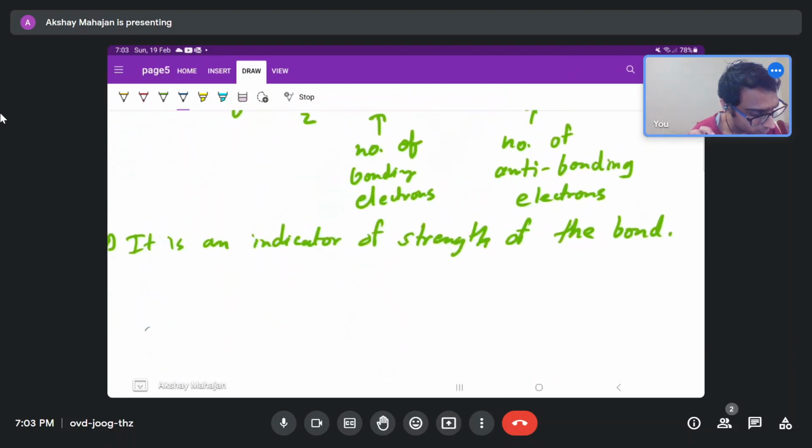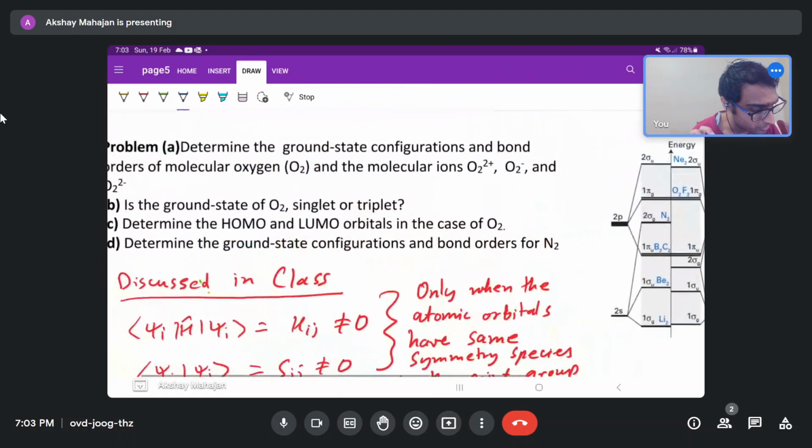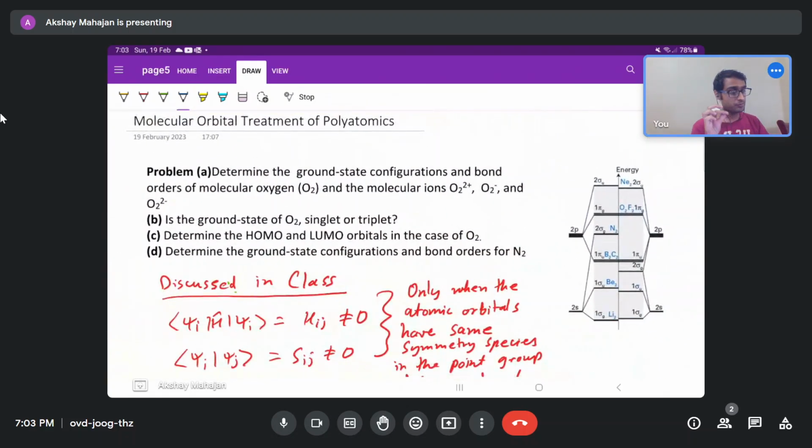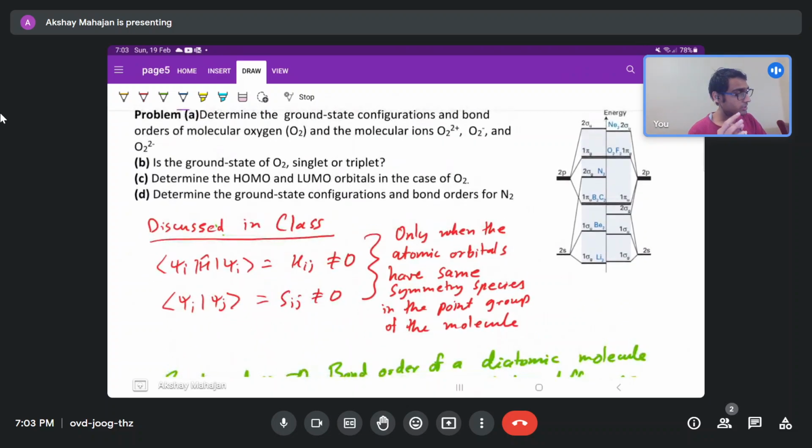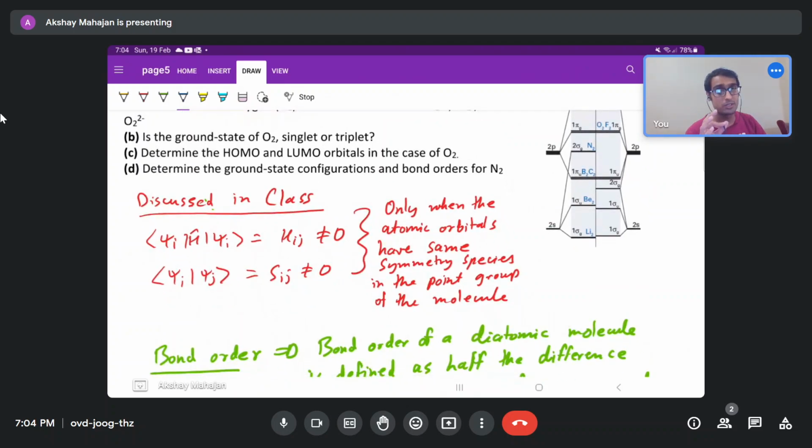Okay, so this is our problem that we have to solve. As you have seen in the class, using the approximation that we are taking, the main result is that only when the species have the same symmetry according to the point group of the molecule does our analysis hold. Because of this, we can separate out our orbitals.